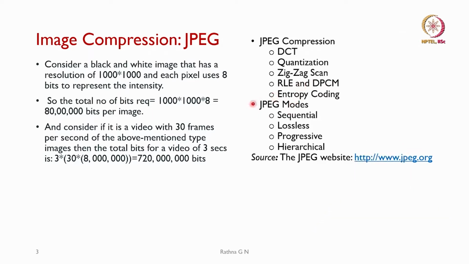What are the modes available for JPEG? It can be the sequential mode, or if you want lossless compression, you can incorporate it, or you can select the progressive mode, or even the hierarchical mode. These are the mode options for JPEG. The website you can visit for more information is given here.